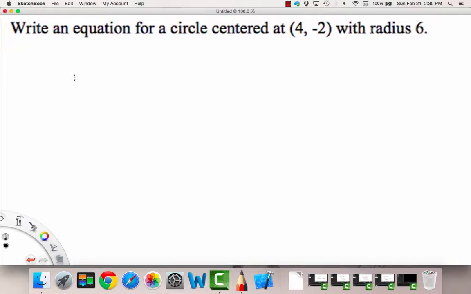So this exercise here tells us to write an equation for a circle centered at (4, -2) with a radius of 6. So the center here, this is like our (h, k). So for (4, -2), h is 4 and k is -2, and our radius r is equal to 6. So we're just going to plug that into our formula.